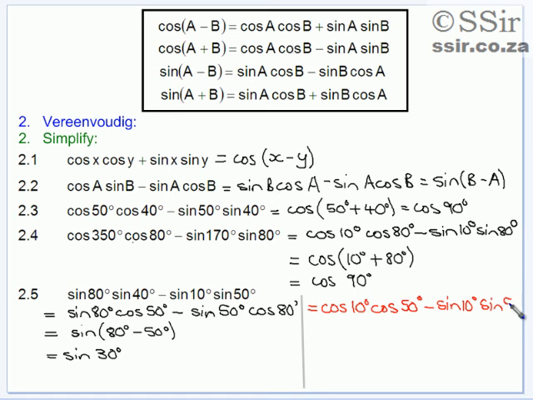And now what do you see? We have formula number 2. So this becomes cos of 10 degrees plus 50 degrees, which gives us cos of 60 degrees, and cos of 60 is sine of 30 degrees. Can you see that sine 30 here and sine 30 on the left hand side are exactly the same?